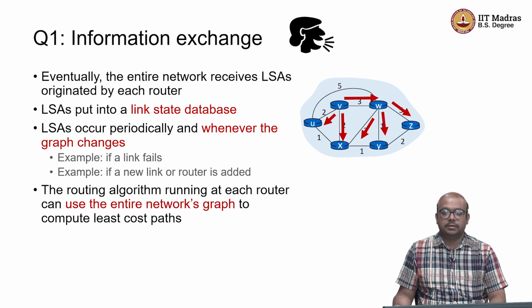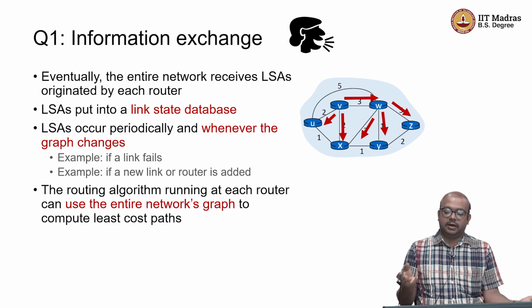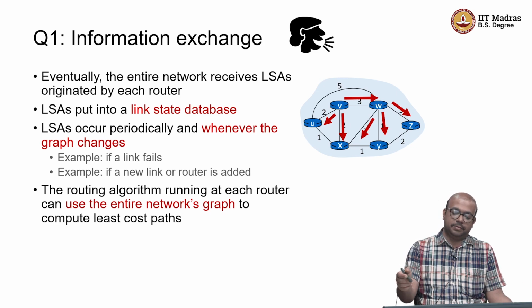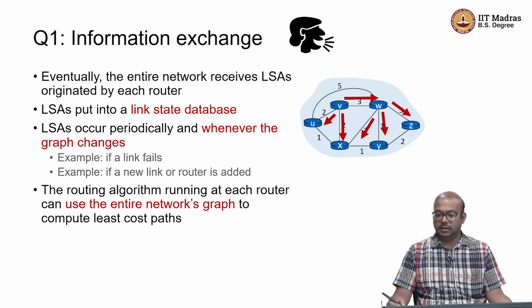So, the routing algorithm running at each router uses this entire network graph to compute the least cost paths. Just think of the replica of this cloud that I have shown on the right hand side, this sky blue colored thing. This is going to exist in all the network nodes. And what are you going to do? You are going to compute the least cost paths. What is the shortest path for a certain source and destination pair.